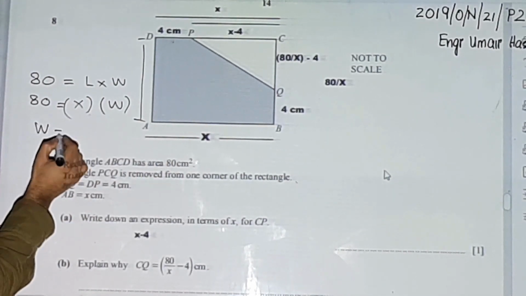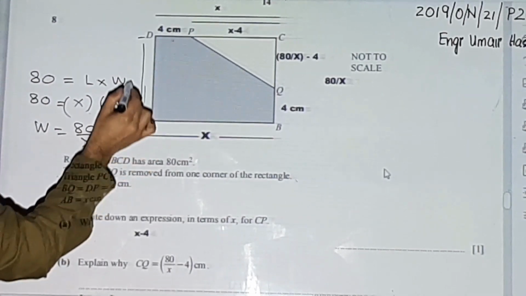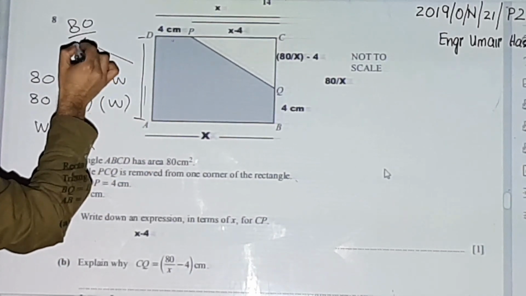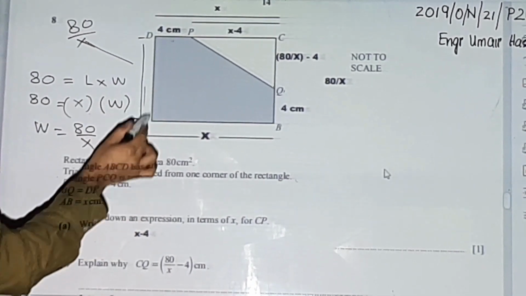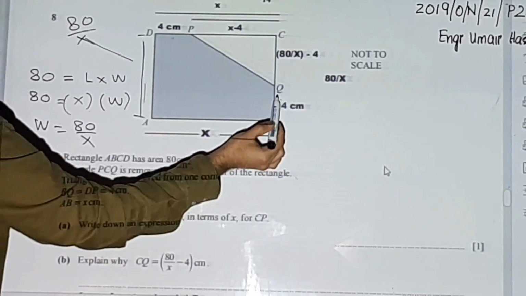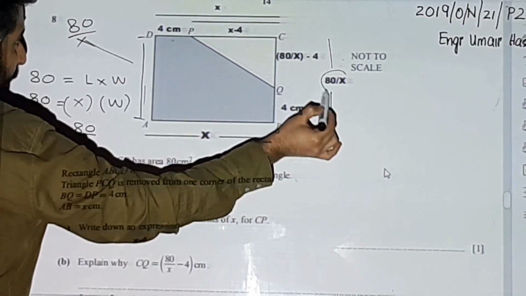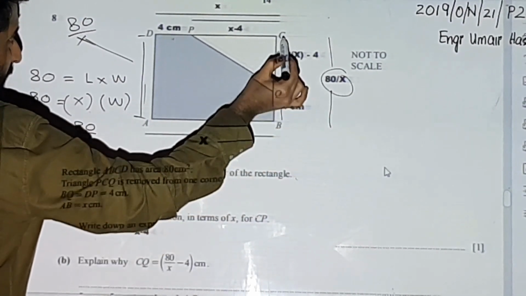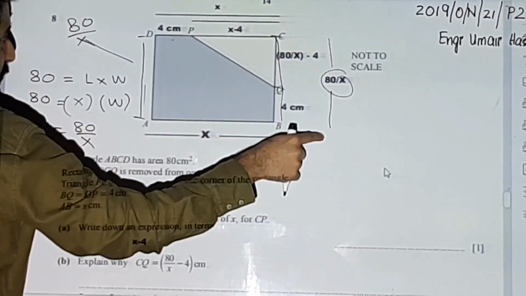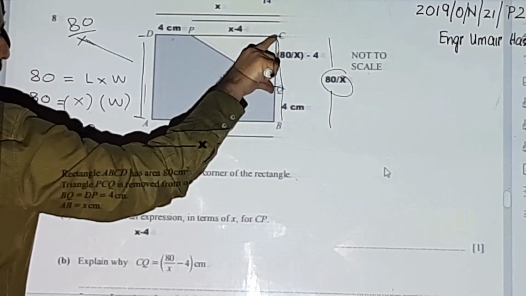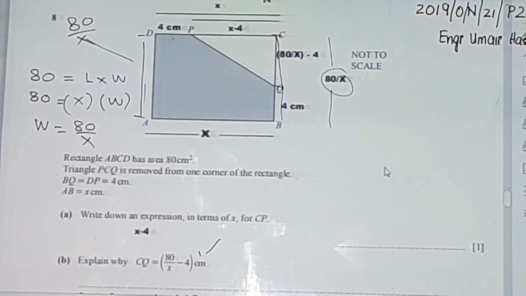So width or height will be equal to 80 over x, which means this side is 80 over x, according to the formula of area of rectangle. Now if this total is 80 over x and this one is 4, then from here to here we have got 80 over x minus 4. Out of total length you will subtract this one, so you will get this one. Now CQ is 80 over x minus 4 centimeter.